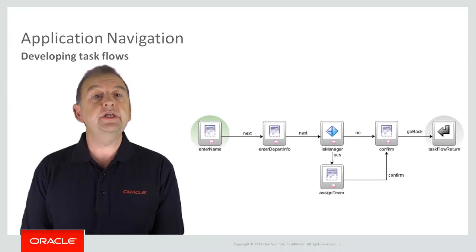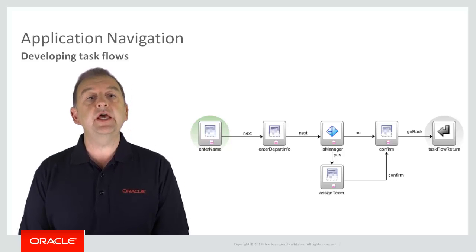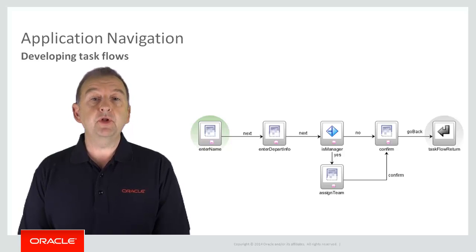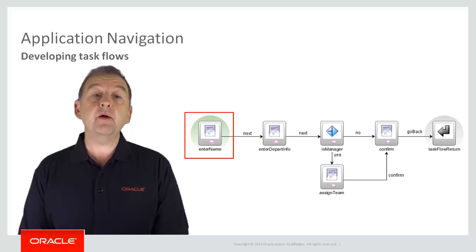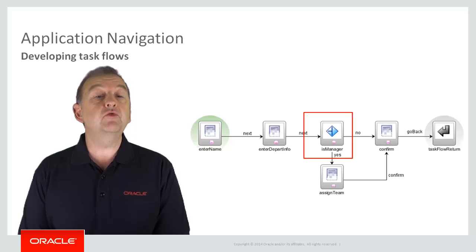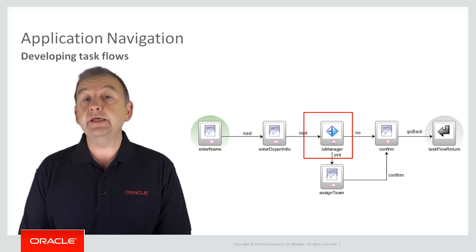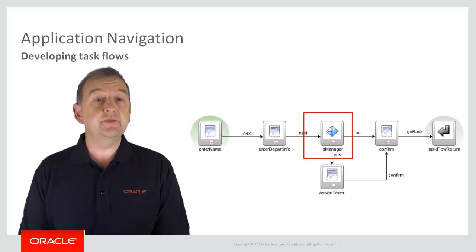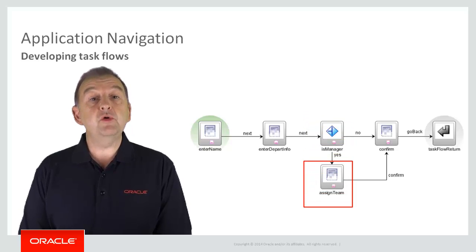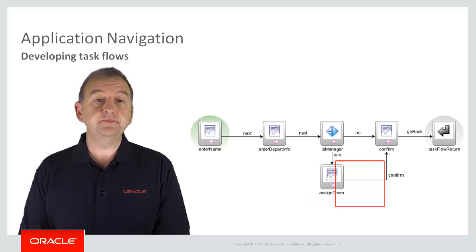So here we can see it's a task flow with a single entry point and a number of different steps and then an exit point. Firstly, you can enter the employee's name and then enter some department information. Then we go to a new task flow activity called a router. Now a router lets us make a decision based on some condition. So if the new employee is, for example, a manager, we take this route and bring up a page to assign a team. Then we go back to the confirmation screen.